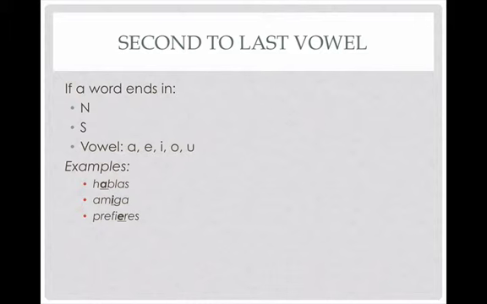If a word ends in N, S, or a vowel, the natural stress of the word goes on the second to last vowel. Okay, so let's look at the example. This word ends in an S, so the natural stress goes on the second to last vowel. This is the last vowel. This is hablas. Again, this ends in a vowel, so it's going to go on the second to last vowel. Amiga. And this also ends in an S. Here's our last vowel. It's going to go on the second to last vowel, and it's where it goes up. So we have prefieres. Yeah?